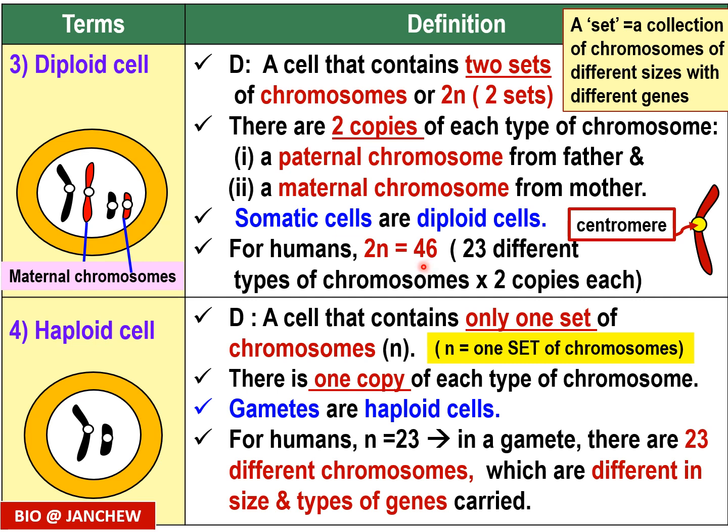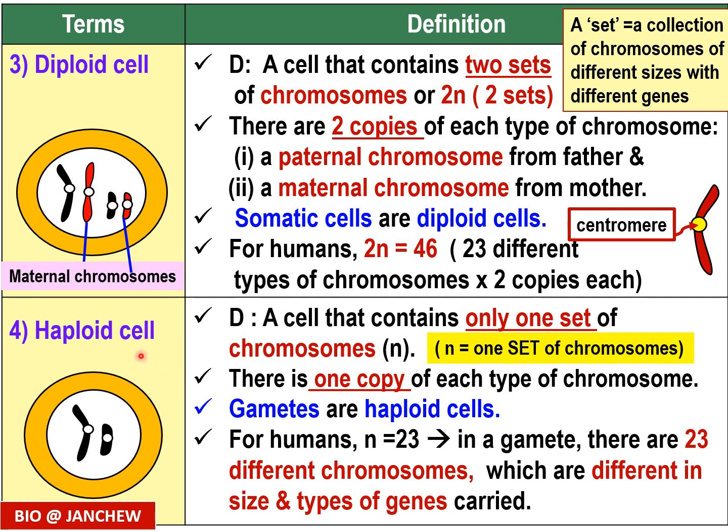Another thing is that there's a centromere, a circular structure near the center of the chromosome, which we just draw inside. The centromere will be discussed when we talk about cell division.